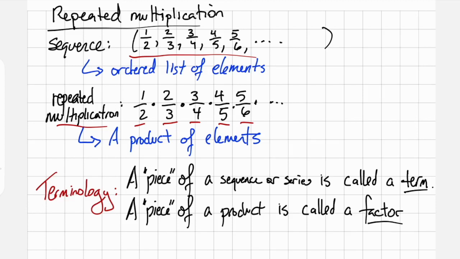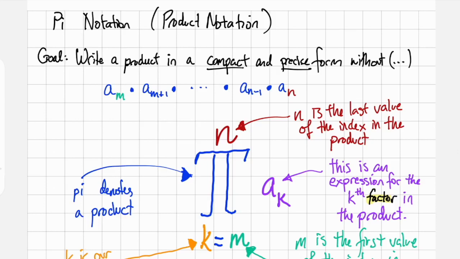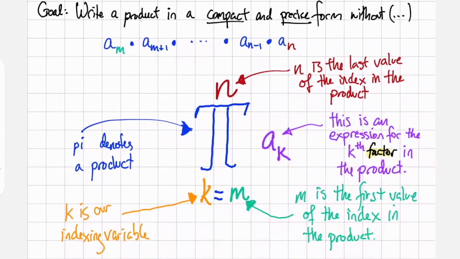One important piece of terminology is that when you're talking about sequences or series, you'll talk about the terms of a sequence or the terms of a series. But when you're talking about a product, a piece of a product is called a factor. Just as we have a shortcut notation for series, we also have a shortcut notation for repeated multiplication. And that's called pi notation or product notation. And again, the goal here is to write a product in a compact and precise form without writing out every factor.